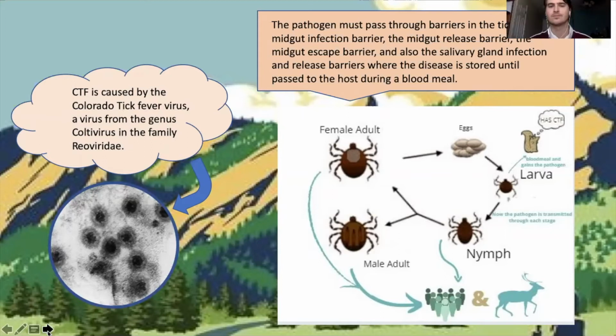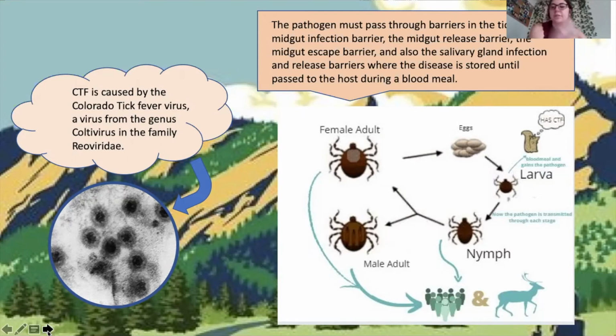And then for the vector to be infected, the pathogen must pass through the midgut infection barrier, the midgut release barrier, the midgut escape barrier, and also the salivary gland infection and release barriers. Once it gets through the salivary glands, it is then ready to infect further hosts through biting.